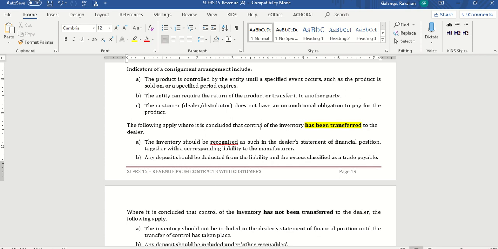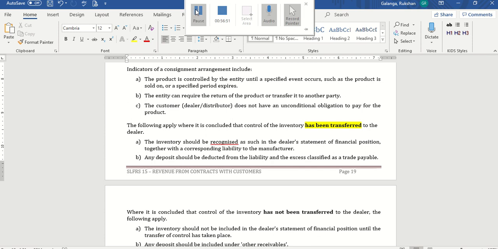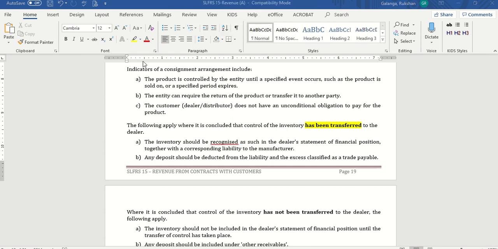The following apply where it is considered that the control of the inventory has been transferred to the dealer. In that case he should not recognize until the control is transferred. But in this situation it can be concluded that the revenue can be recognized because the control has transferred. So what are the situations where the control has transferred? The first one: the inventory should be recognized.